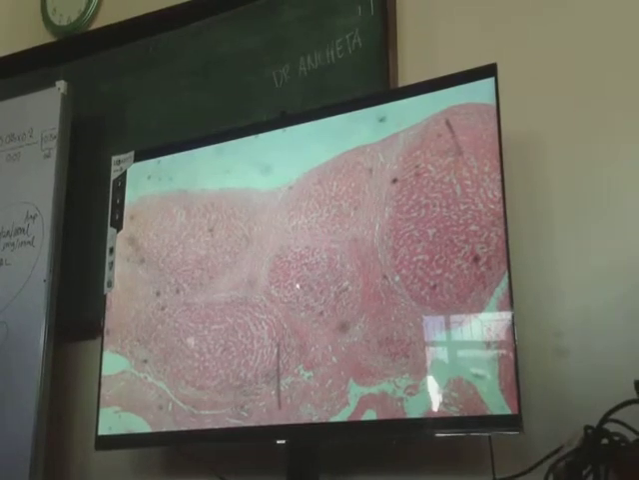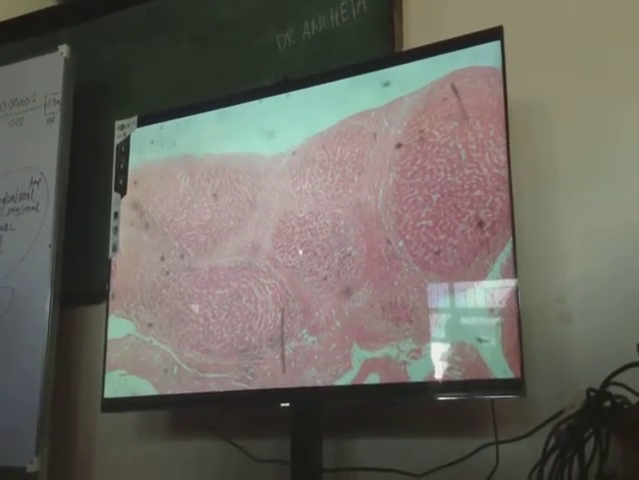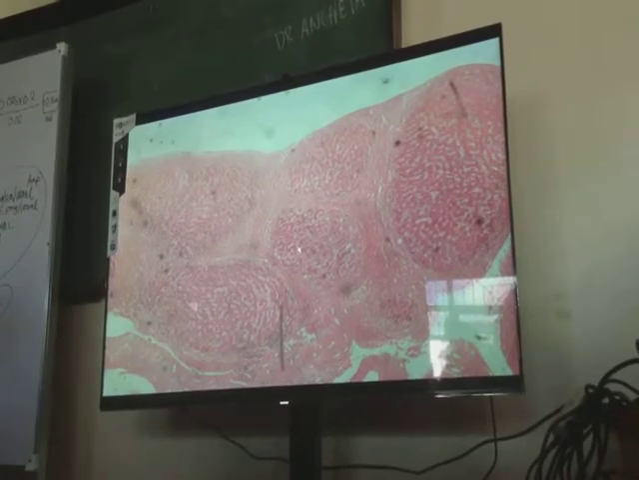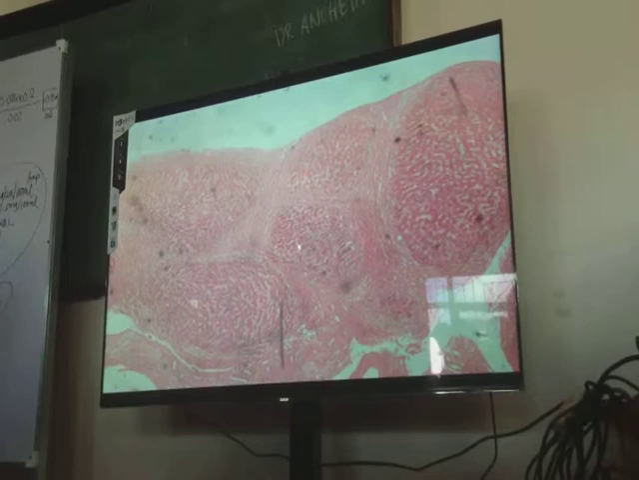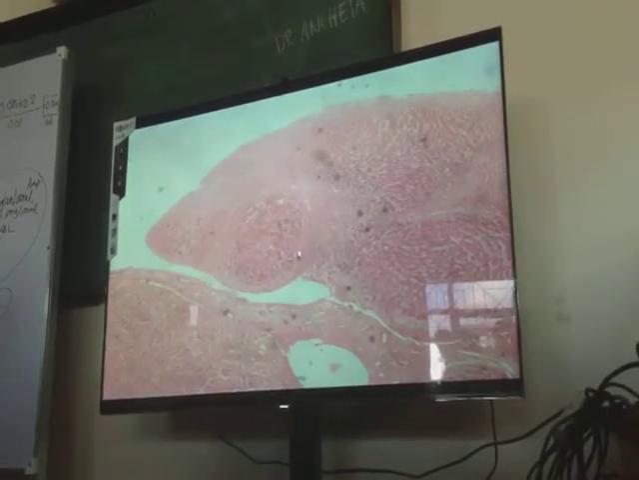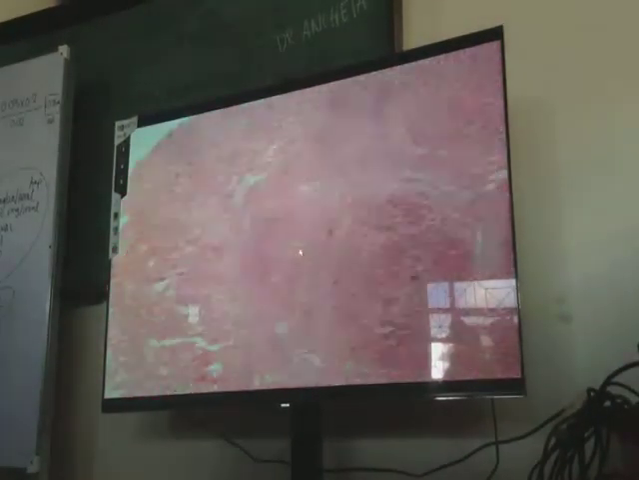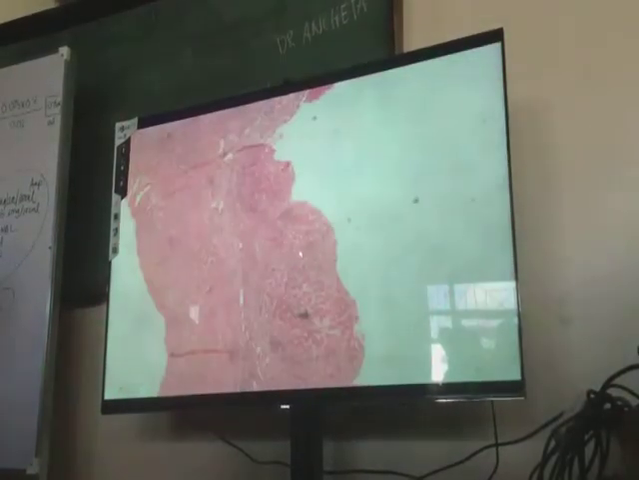Both features are characteristic of what condition? Cirrhosis, okay? So in that area, you should be able to diagnose cirrhosis. However, there is another diagnosis for this slide which actually paves the way for the development of cirrhosis.